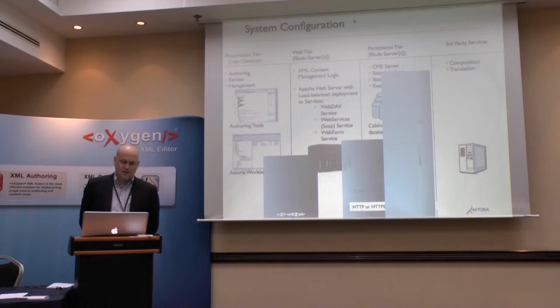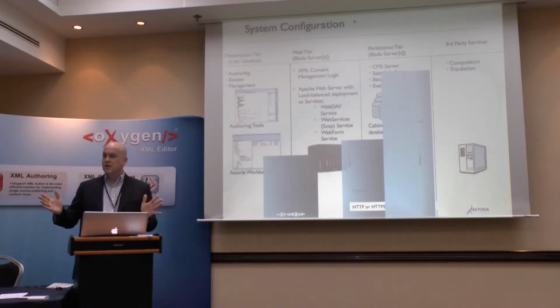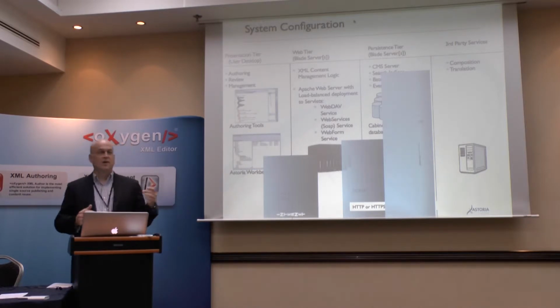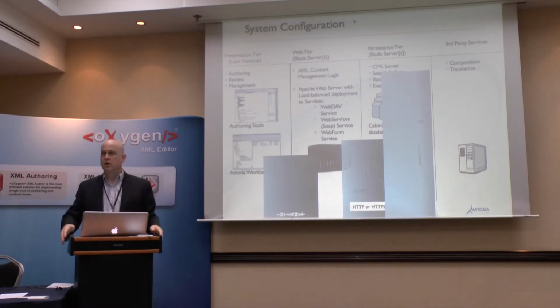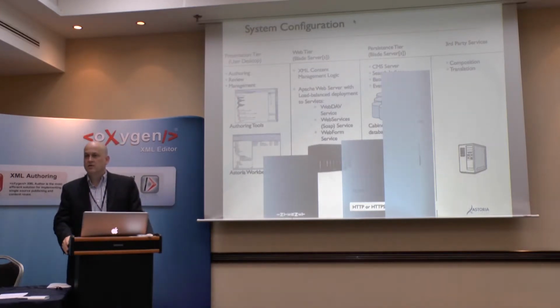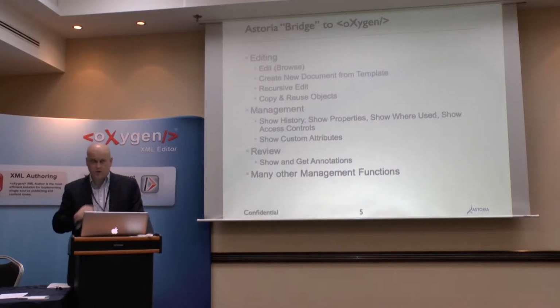So Astoria has 3 tiers. The 3 tiers are not colored in blue. The 3 tiers are a web tier, a presentation tier that runs on the desktop, including our integration with oXygen, and then 2 server tiers, one for handling web traffic and the other for the repository itself, which is a NoSQL database.